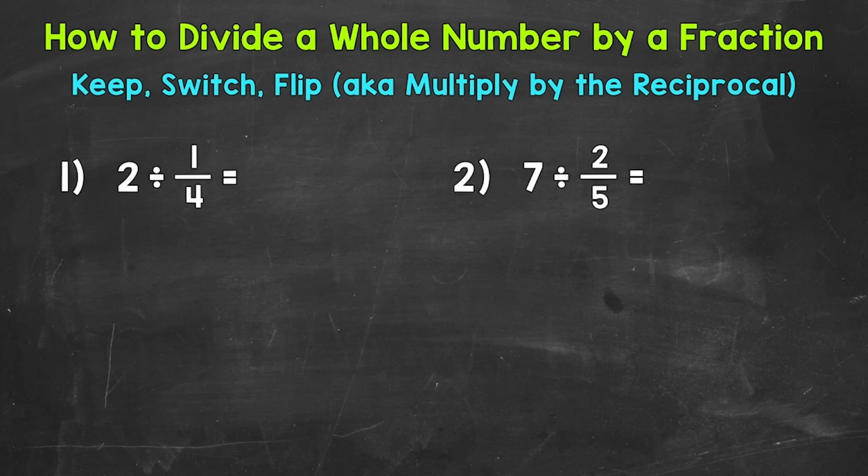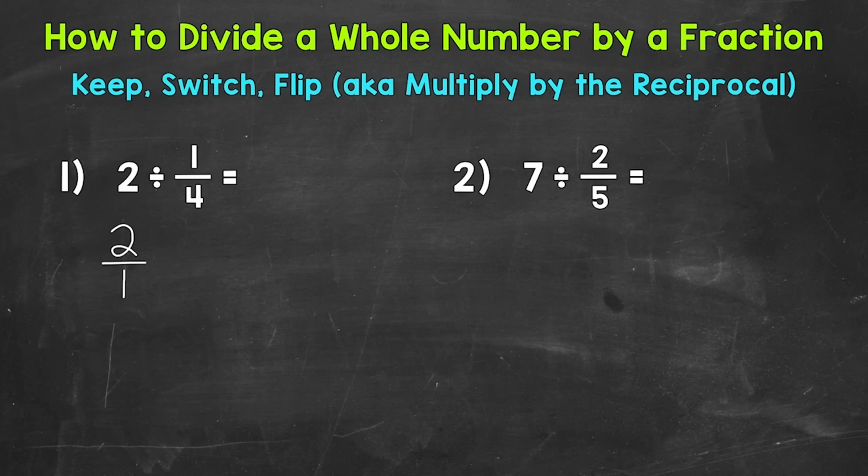Let's rewrite our problem using keep, switch, flip, also known as multiplying by the reciprocal. So we start with keep. We always keep the first number or fraction. In the case of number 1, we have a whole 2. So we need to keep that as 2, but we're going to rewrite it as a fraction. Whenever you rewrite a whole number and put it in fractional form, all you need to do is put it over 1. Now, the purpose of this, we want to have a numerator and a denominator. So we kept the value of 2 there, we just put it in fractional form.